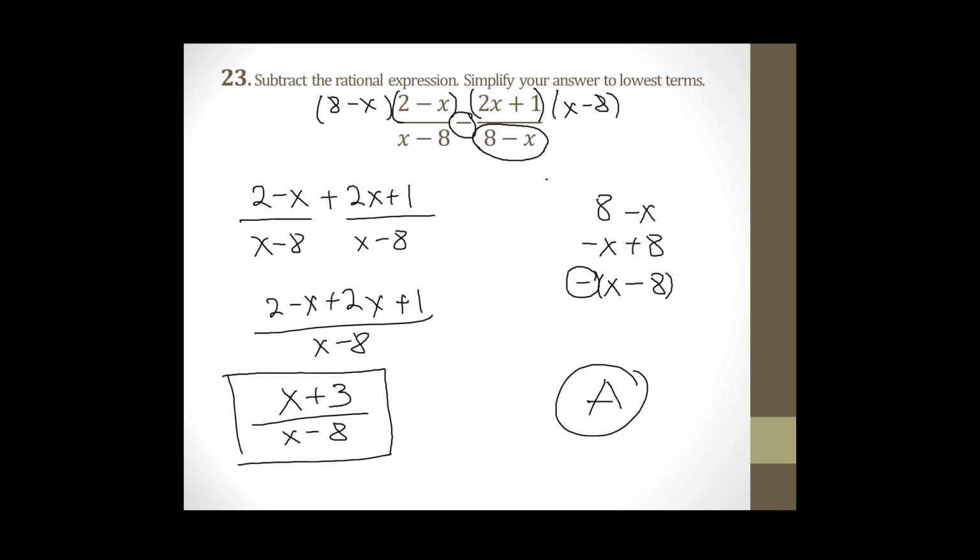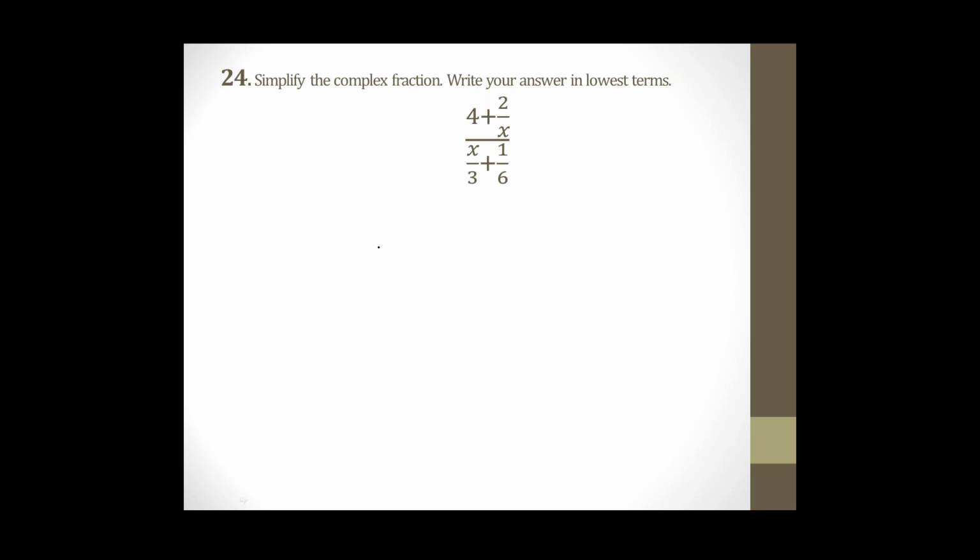So remember, in my case, I used the shorter version, but you are welcome to multiply both sides to get the least common denominator of both of the fractions the same. Okay, moving on. 24, simplify the complex fractions. So I guess we're really into fractions here. And write your answer in lowest terms.